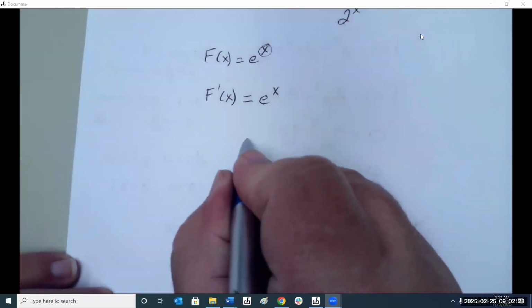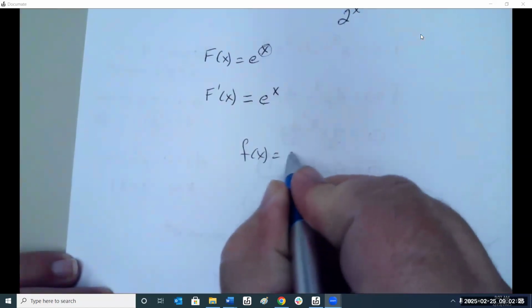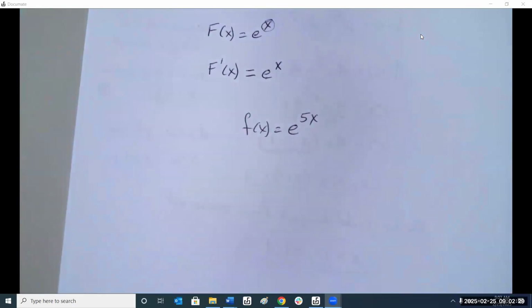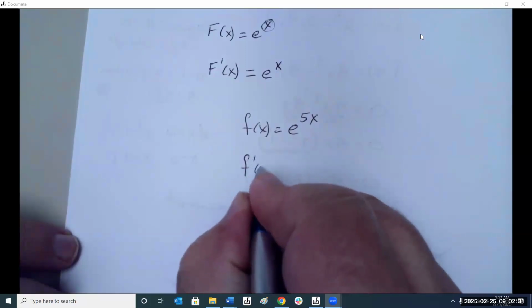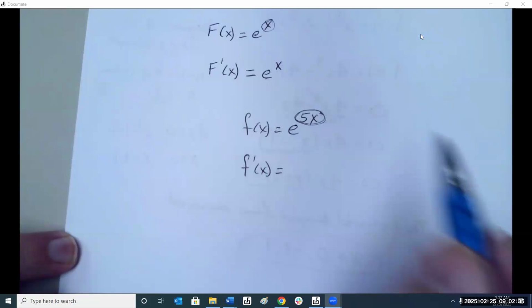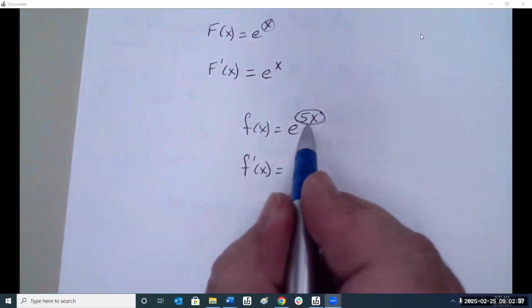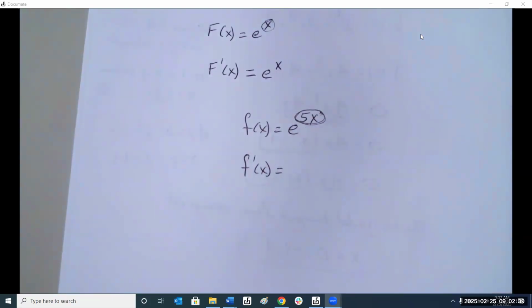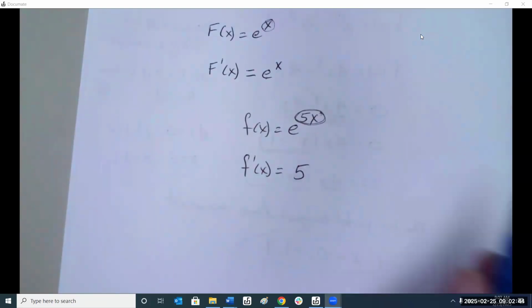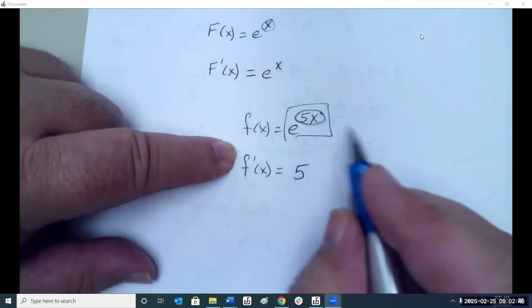So if I had e to the 5x, the derivative would be the derivative of this function. What's the derivative of 5x? 5. And then leave this alone.